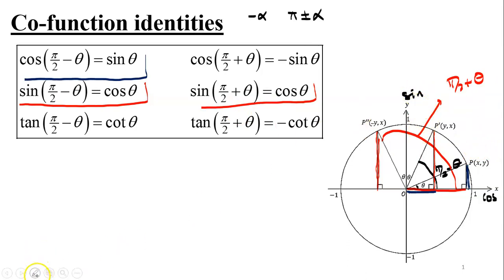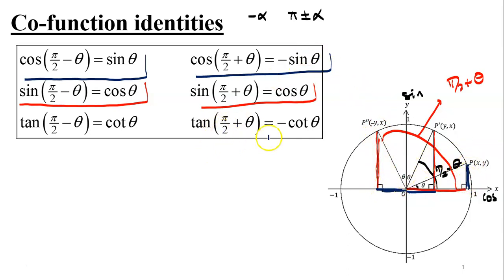And similarly for the abscissa, you'd notice that this side of the triangle has the same length as that side of the other triangle. However, this one is positive while this one is negative. So sine of theta is in fact equal to negative cosine of pi over 2 plus theta, since it's the abscissa. So cosine of pi over 2 plus theta, I repeat, is the abscissa of point P double prime, which you'd notice is the opposite of sine of theta.